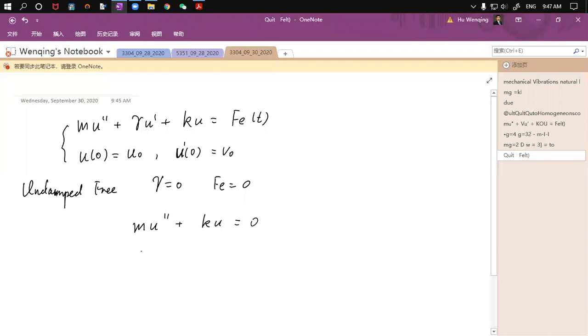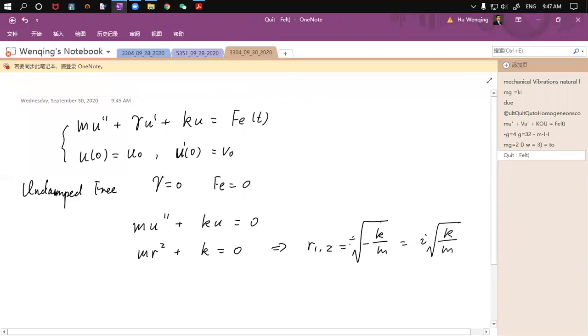So you have just a very simple equation. And how do you solve it? Well, you solve it by the characteristic equation mr squared plus k equal to 0. You know that r1 and r2 are equal to the square root of minus k over m. But that means it is plus or minus i times the square root of k over m.